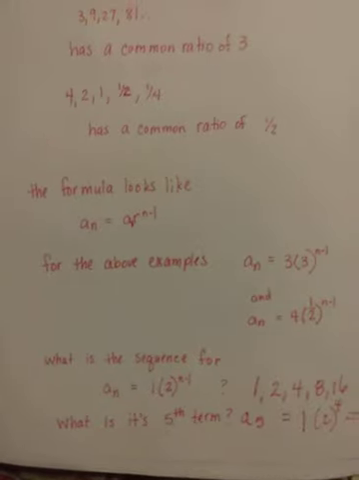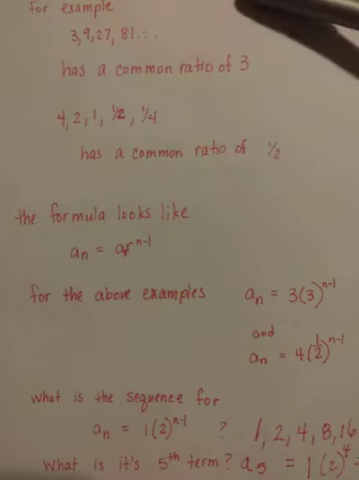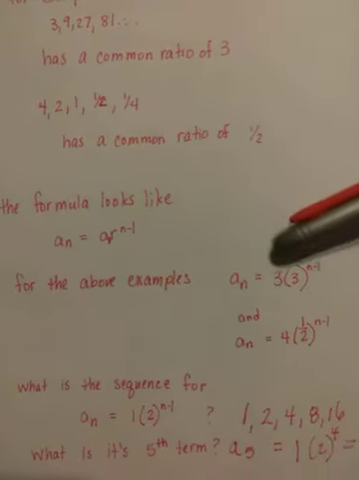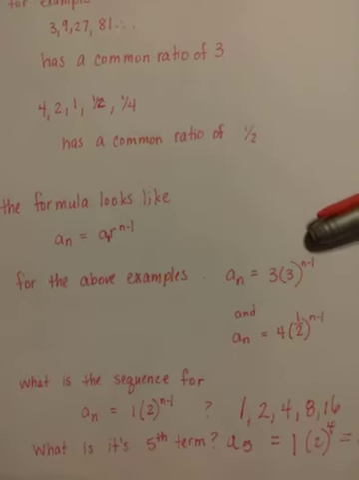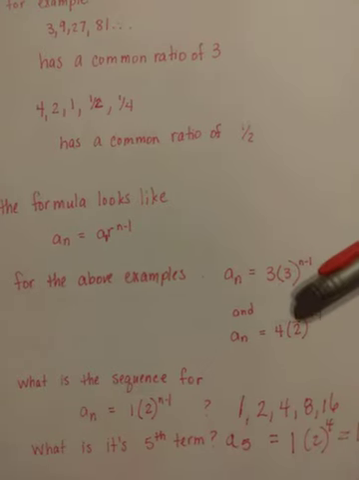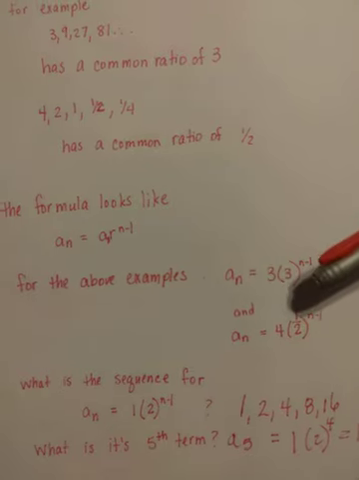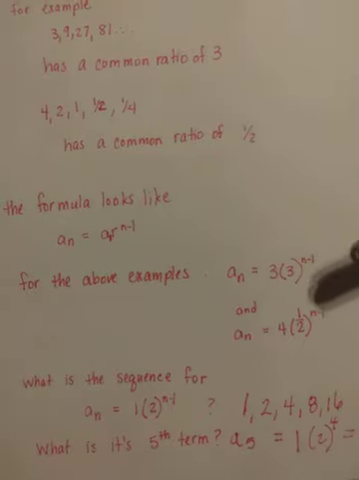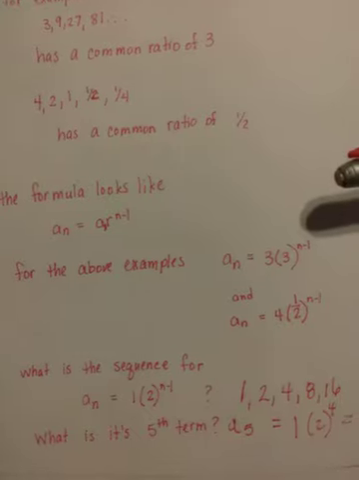For the two examples above, we could write them as a formula instead of a list. So for this first one, 3, 9, 27, 81, we could write 3, which is the first term, times 3, which is the common ratio, to the n minus 1. For the second one, it would be 4, the first term, times the common ratio 1/2, and then to the n minus 1. The n minus 1 just stays in the formula every time. So first term, common ratio to the n minus 1.